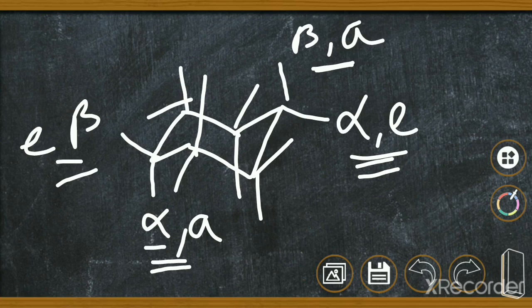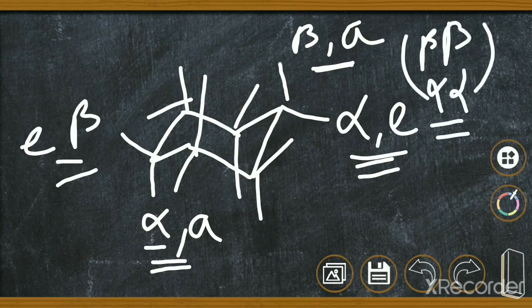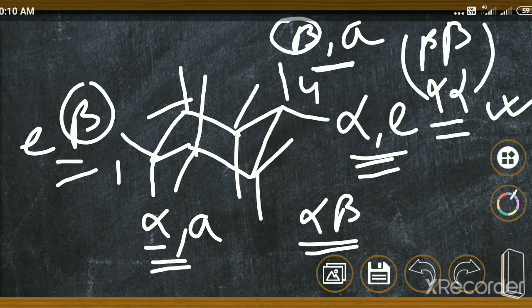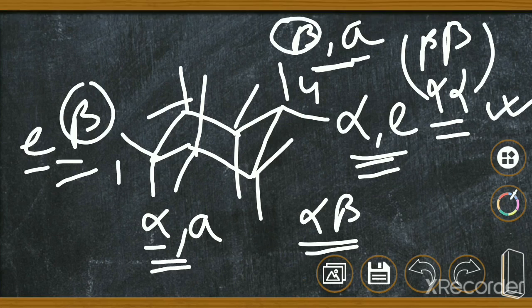Now we have to remember that if both bonds are beta or both bonds are alpha, then this is the condition for a cis geometry. And if one is alpha and one is beta, then it will give a trans geometry. In our question a cis geometry is given, so both should be beta or both should be alpha. In this case, for the 1,4 position, if both are in the beta bond, then one should be equatorial and one should be axial. So guys, I will come to the question answer now.